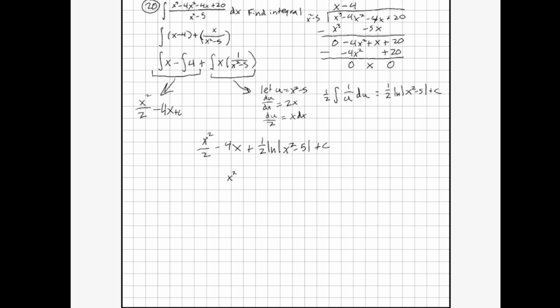So I can simplify this down by saying x squared minus 8x plus ln of x squared minus 5, all over 2, plus c. And that is my answer for problem 20.